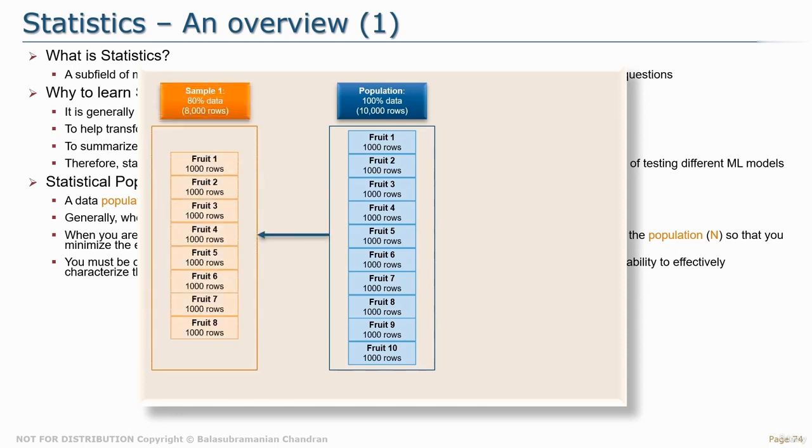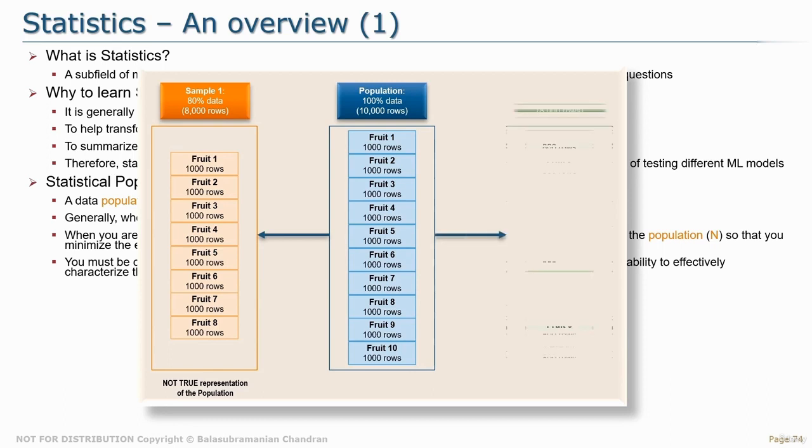Say we select 80% of the population as sample 1. The sample 1 is equal to 80% of the data, that is 8,000 rows. Here, the first 8,000 rows were selected containing the details of the first 8 fruits only. This sample does not contain the details of the last 2 fruits, and hence it is not the true representation of the population. Any analysis we do, any information we extract from this data set, and any decision we make based on the extracted information will be wrong.